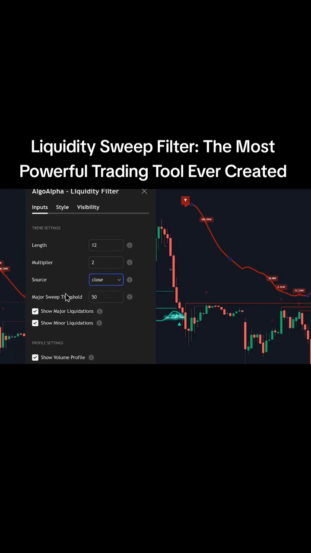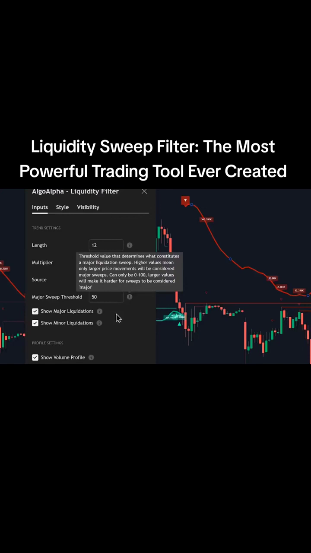The major sweep threshold is the value that determines what constitutes a major liquidity sweep. Higher values mean only larger price movements will be considered as major sweeps. And remember, we only have between 0 to 100. Larger values make it harder for sweeps to be considered major.